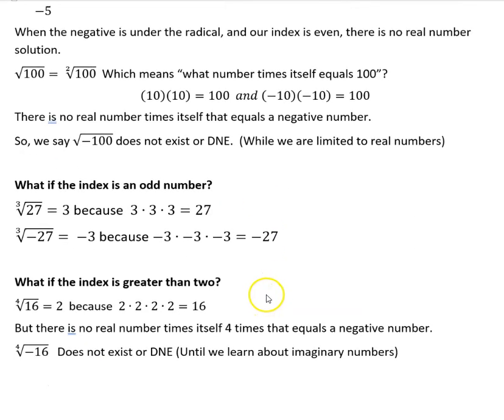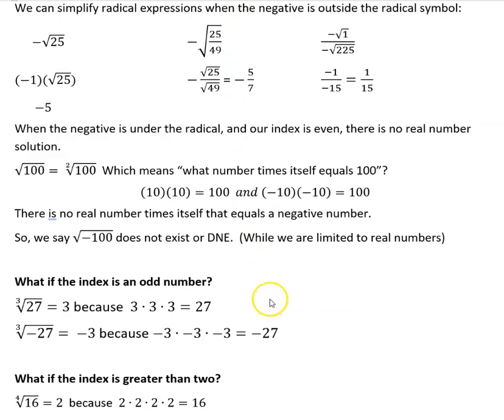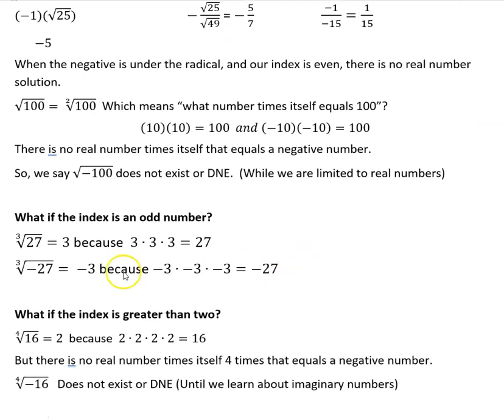Well, what if the index is an odd number? Remember, our index is this number out front of the radical symbol. And if that's something like 3, then the cubic root of 27 is 3, because 3 times 3 times 3 is 27. You need 3 of those because you have a root that your index is 3. And down here, if you say the cubic root of -27, that would be -3, because -3 times -3 times -3 is -27. So an odd number works because if we multiply something times itself an odd number of times, then we would get a negative answer if the number was negative, so that's perfectly fine.